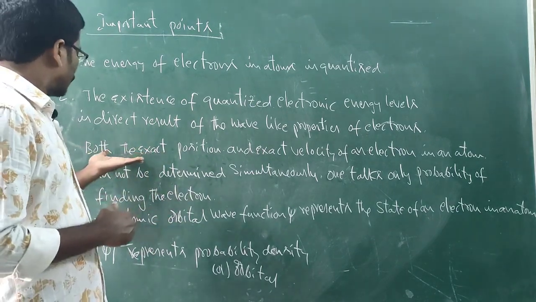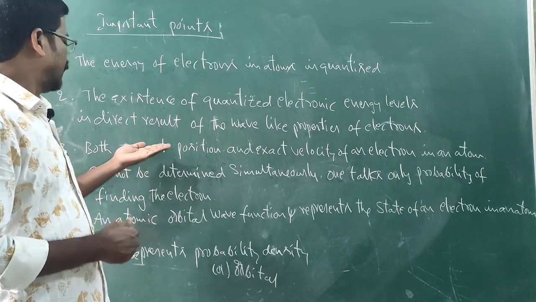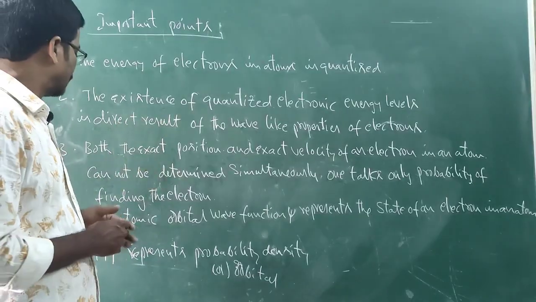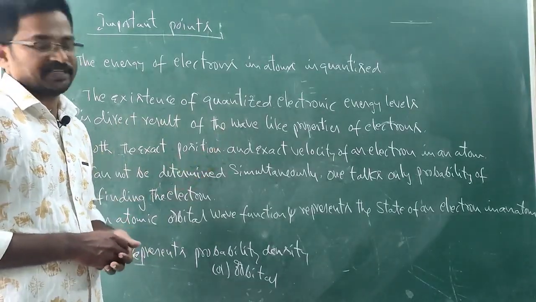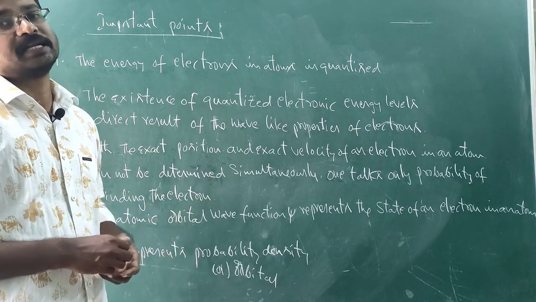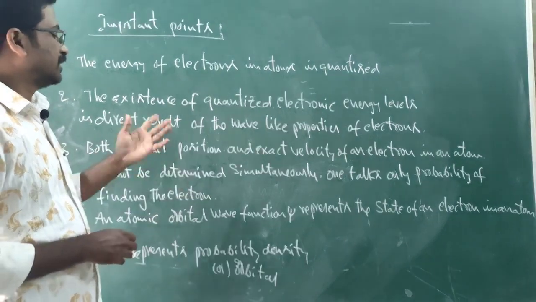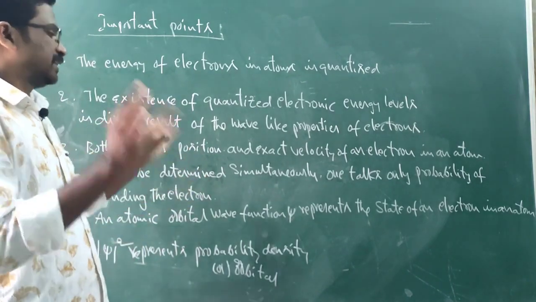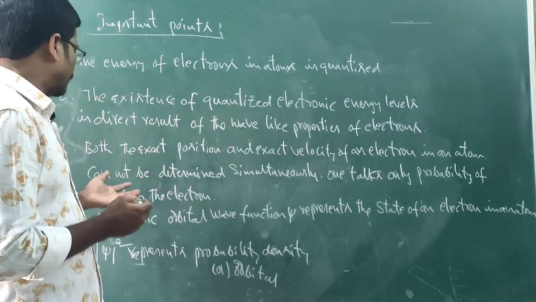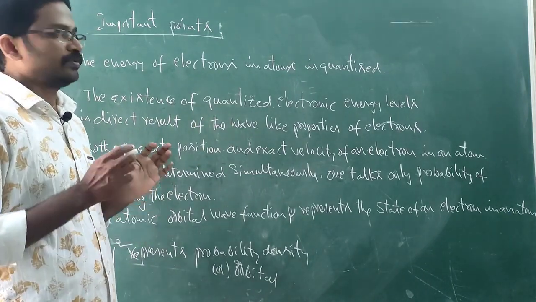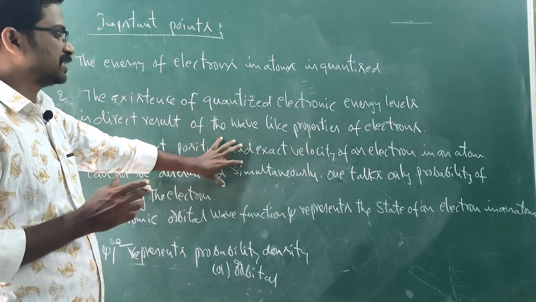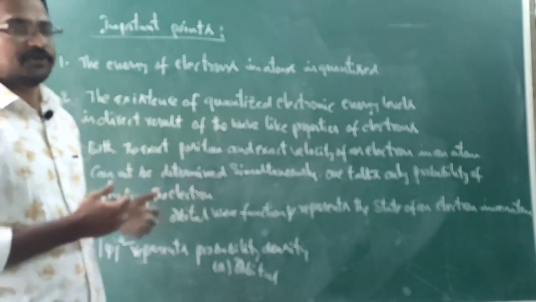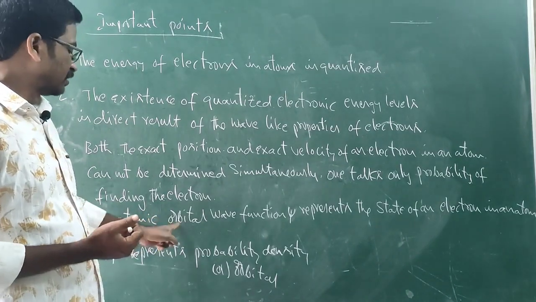Third point, the exact position and exact velocity of an electron in an atom cannot be determined simultaneously. This is known as the Heisenberg uncertainty principle. One can talk only of the probability of finding an electron. From this concept, the Heisenberg uncertainty principle, we understand the probability of finding an electron, that new idea will come out.